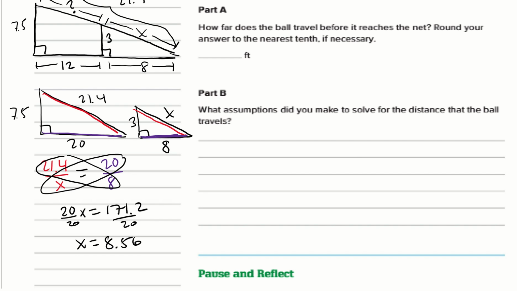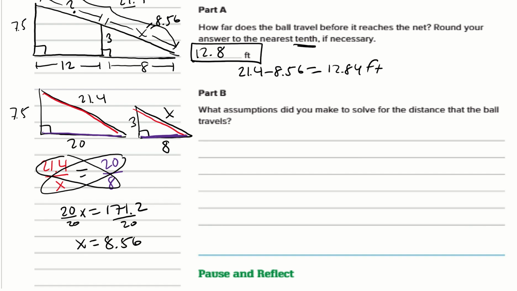Okay, so we know the distance is 8.56 feet for this distance here, which means that the other distance has to be 21.4 minus 8.56, okay? So let's do that. 21.4 minus 8.56. Okay, so we got 12.84 feet. This is rounded to the nearest tenth, so 12.84 feet. So then our final answer is 12.8 feet.